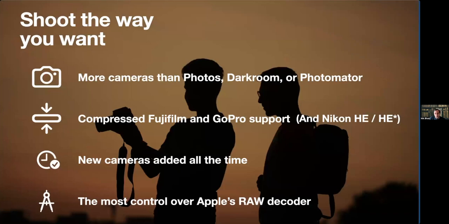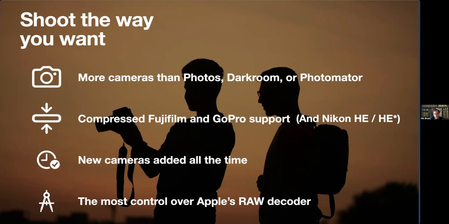The other thing I like to say is you can shoot the way you want. Apple's RAW engine, which I mentioned I used to be managing, adds support for hundreds of cameras. The problem recently is that Apple's support for cameras has gotten worse and worse with time. Not that they've dropped cameras as much as they've just not been adding new cameras. So people who are buying newer cameras are unable to actually get support in Photos or other applications that use Apple's RAW engine, which is apps like Darkroom and Photomator and stuff like that.